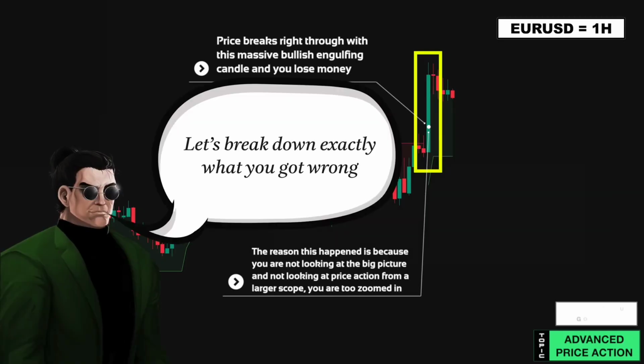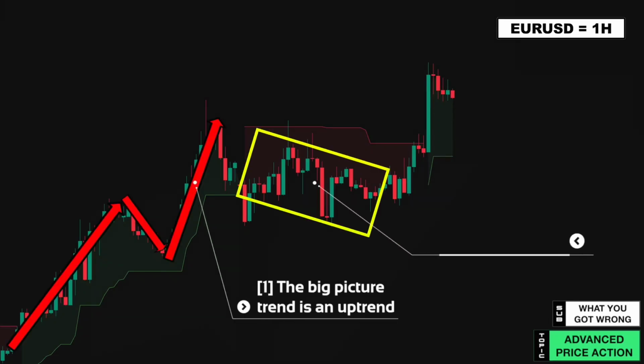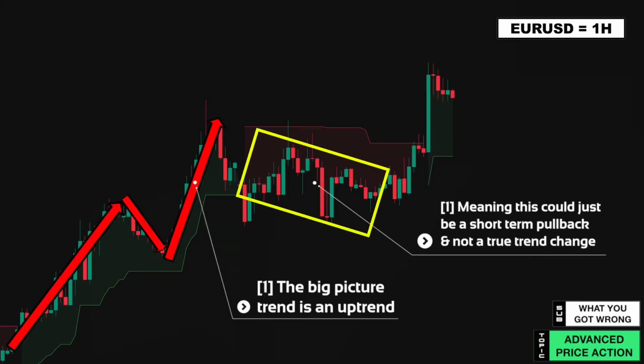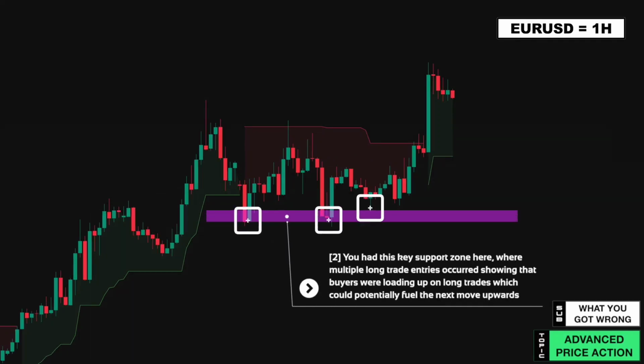Let's break down exactly what you got wrong. 1. The big picture trend is an uptrend, meaning this could just be a short-term pullback and not a true trend change. 2. You had this key support zone here where multiple long trade entries occurred, showing that buyers were loading up on long trades, which could potentially fuel the next move upwards.